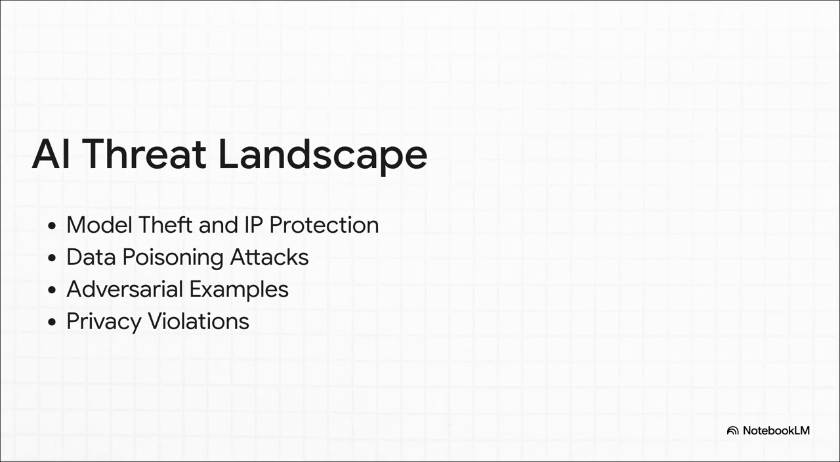A huge piece of that was mapping out the new dangers. We moved beyond the usual stuff and looked at threats that are unique to AI. Things like somebody stealing your model, or data poisoning, where bad data is used to corrupt the AI's training from the inside out. Or even adversarial examples, which are designed specifically to trick an AI.